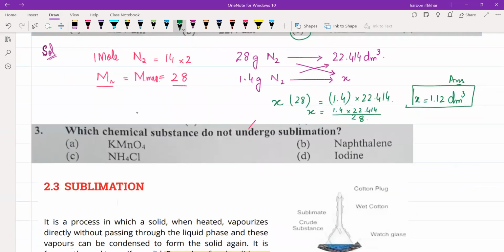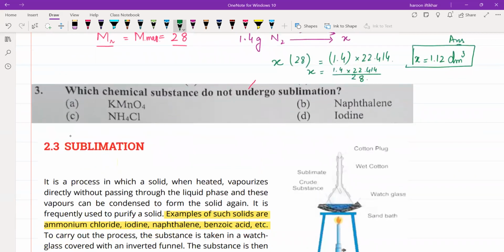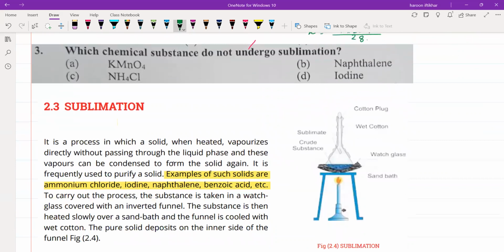Now, the third question is about the sublimation. Which chemical substance does not undergo sublimation? Now, most of the time we are not familiar with all the chemicals, but if you see the topic 2.3 of sublimation, you'll get the idea that they have mentioned some solids here. For example, ammonium chloride, iodine, naphthalene, and benzoic acid. So we can guess that naphthalene is present in that solid that can sublime. Iodine can also sublime, which is written over here. Ammonium chloride can also sublime, which is mentioned here. So there is only one option.